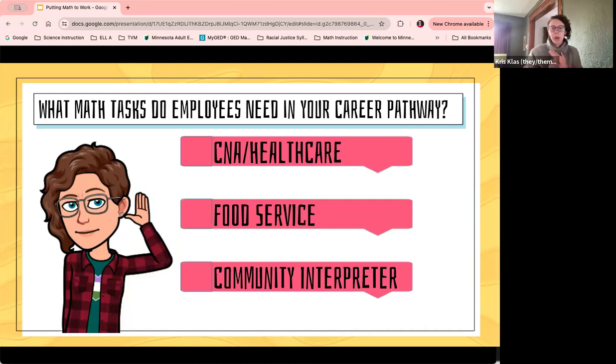Has anybody done a job shadow? Or maybe even interviewed some of the people who work in an environment to figure out what math tasks they need to do or need to know?